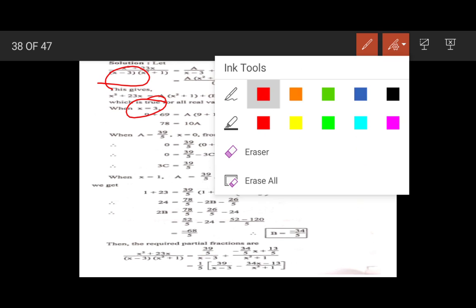After getting this equation, now we have to substitute values of x. So let the first factor x minus 3 equal to 0. So when x minus 3 is 0, that means we have to substitute x as 3. So substituting in the equation, we get 3 square, which is 9, plus 23 into 3, and 23 into 3 is 69. So 9 plus 69 is equal to a into 9 plus 1. Right? A into 9 plus 1.